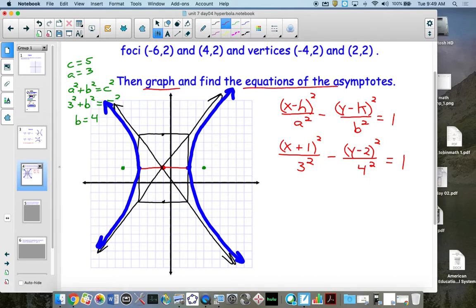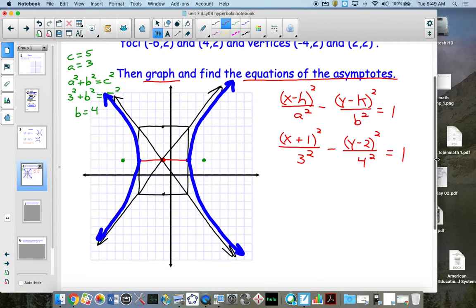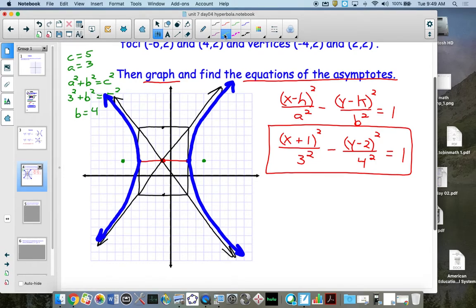I need the equations of the asymptotes. Let me scroll back up. It said write the standard form of the hyperbola, so I have that right here. If you want to go ahead and write 9 and 16 for your denominators, that's fine. So now I just need the equation of the asymptotes. So now what I want you to do is realize they go through the center.